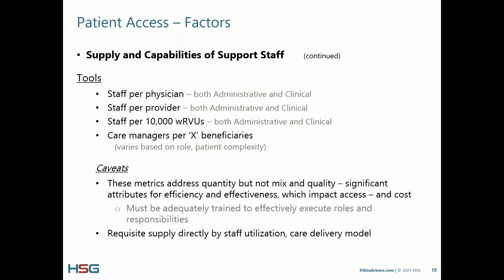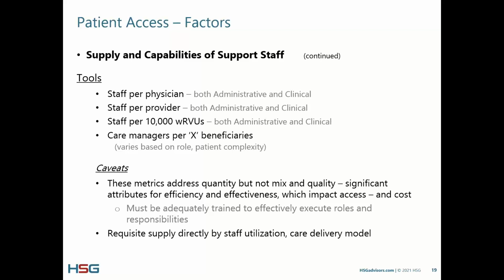There are various metrics looking at, quote, adequate support staff. There's staff per physician, both administrative and clinical, staff per provider, staff per 10,000 RVUs, and then on the care manager side, per X number of beneficiaries. And the X is there because the number of beneficiaries per care manager will vary based on what role the care manager has. So is it chronic care management? Is it transitional care management? Is it any of the other facets of care managers? That number will vary based on role.